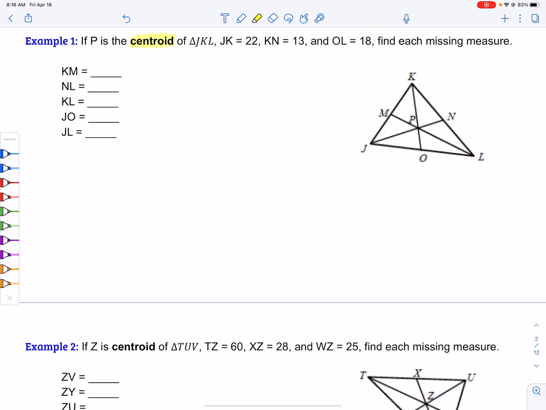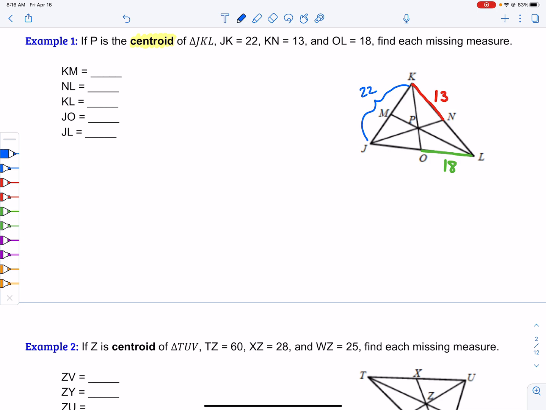so they'll either tell you that or they'll label the figure in a way that you can determine that it's the centroid. And they've told us that JK is 22. So let's label the total side JK was 22. KN was 13, and OL is 18. That's the information they gave us. And they said find each missing measure.